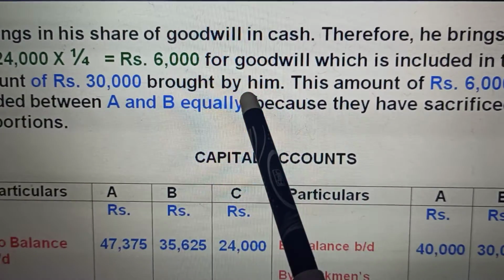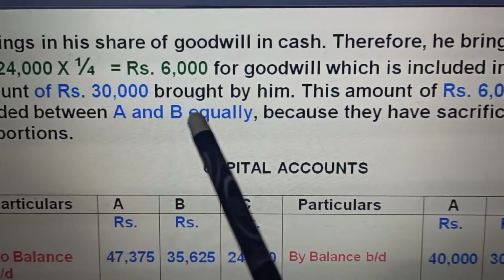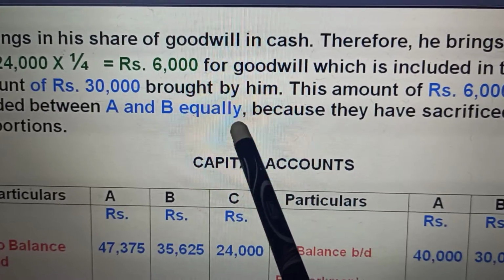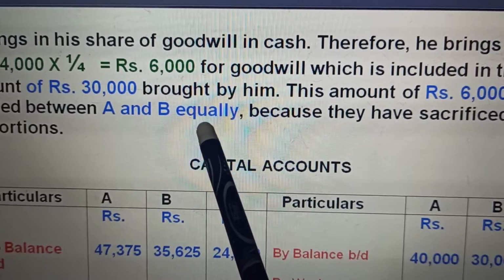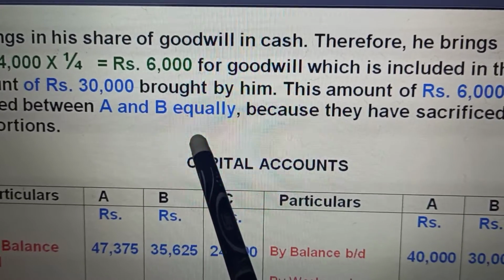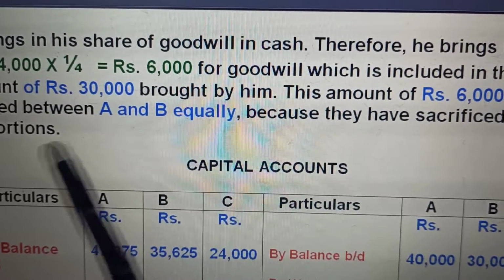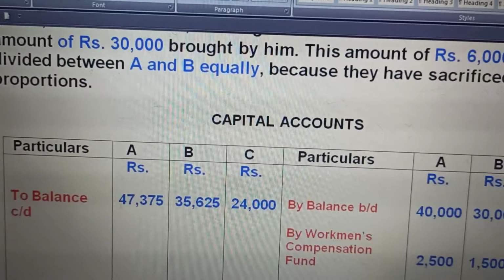Very clearly it has been given in the question. The amount of rupees 6,000 now will be distributed equally between A and B. Equally, why? Because equal is the sacrifice ratio. They contribute equally towards the new partner's arrival. So 1:1 is the sacrifice ratio, because they have sacrificed in equal proportions.